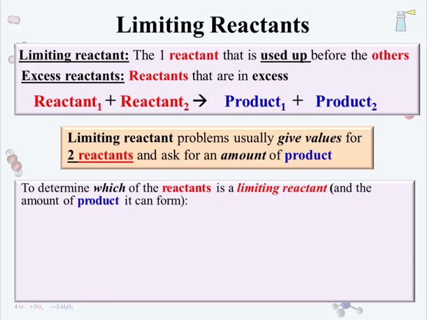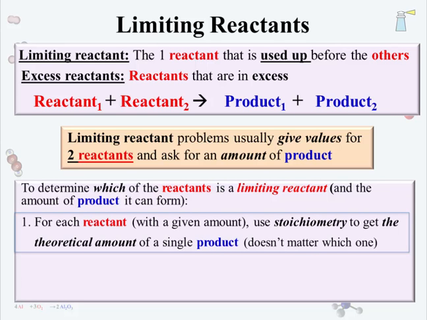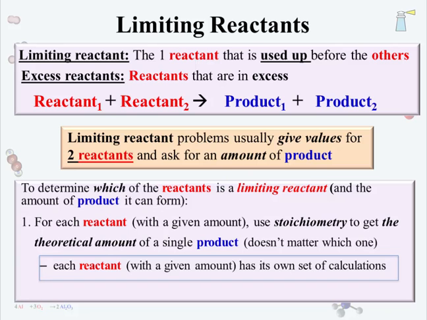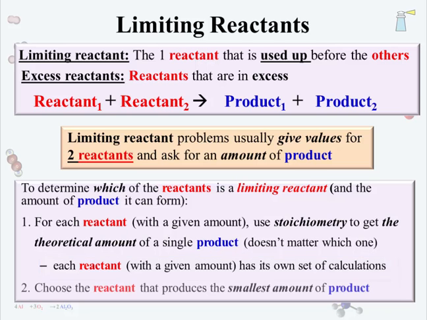To determine which of the reactants is the limiting reactant and the amount of product it can form, for each reactant, use stoichiometry to get the theoretical amount of a single product. If there are multiple products, just pick one. It doesn't matter which one. To be clear, each reactant with a given amount has its own set of calculations. This is a multiple stoichiometry solution problem. Once that is done, choose the reactant that produces the smallest amount of product. The limiting reactant will not produce as much product.